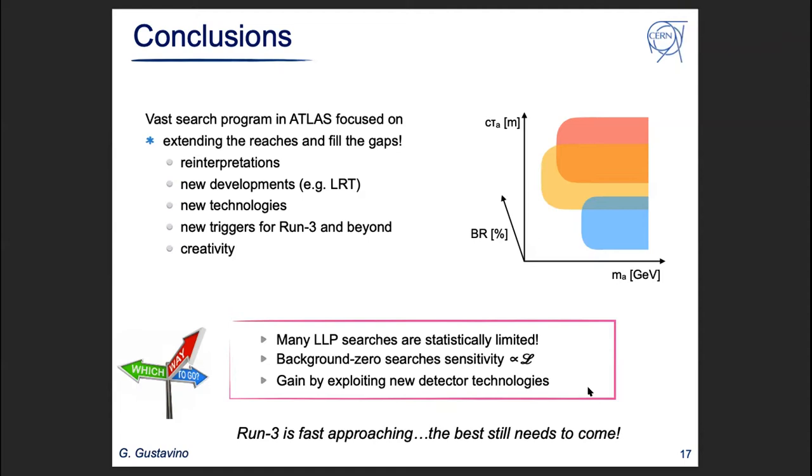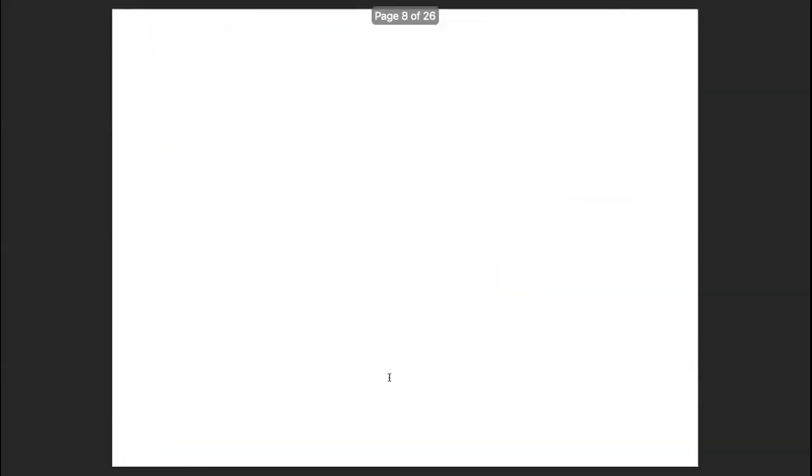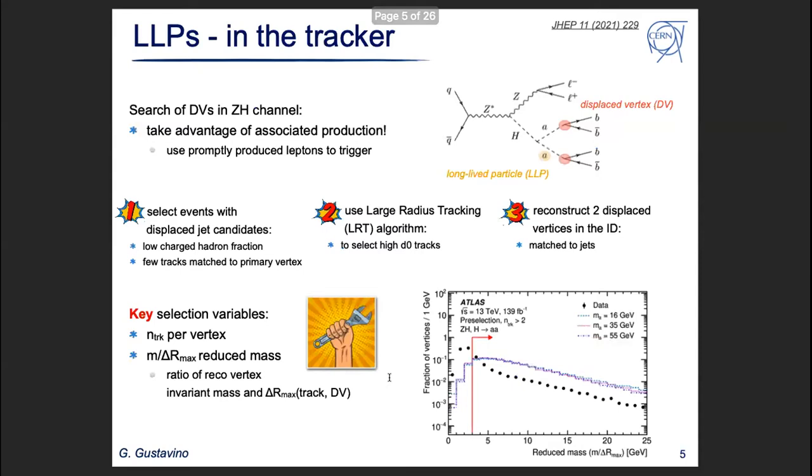Thank you, it's very interesting. So any question for Giuliano? If not, I have a question. As I was preparing my talk for the plenary, on slide 5, I was really impressed by the separation that you get using this reduced mass. Would you mind explaining once again how exactly you construct this variable, especially the delta R max?